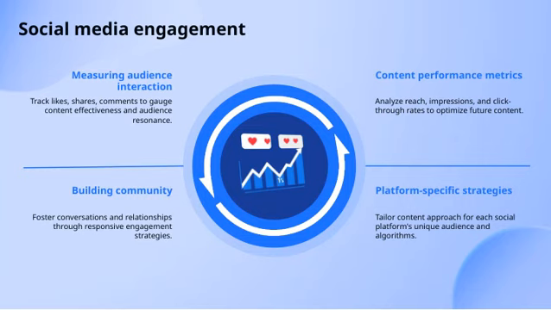When it comes to social media engagement, it's all about measuring how our audience interacts with our content. We want to track likes, shares, and comments because these give us a clear idea of how effective our content is and how well it resonates with our audience. Building a community is also crucial. By fostering conversations and relationships through responsive engagement strategies, we can create a sense of loyalty and trust. Analyzing content performance metrics like reach, impressions, and click-through rates helps us understand what's working and what's not, so we can optimize future content for better results.